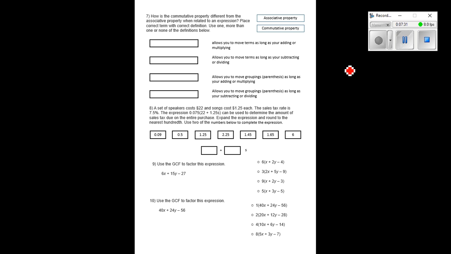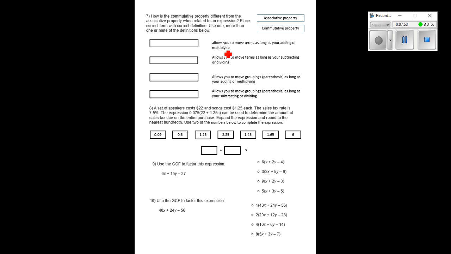Next, we have number 7. It says, how is the commutative property different from the associative property when related to an expression? Place the correct term with the correct definition. Use one, more than one, or none of the definitions. Okay, you can use one of them, more than one of them, or none of them.